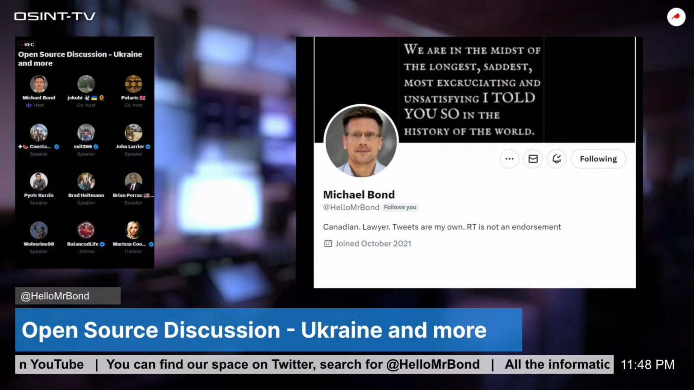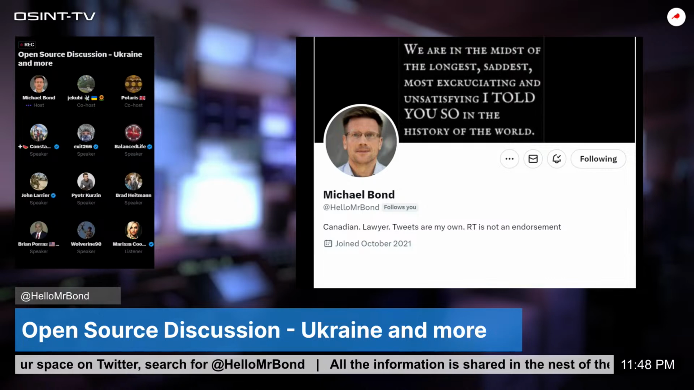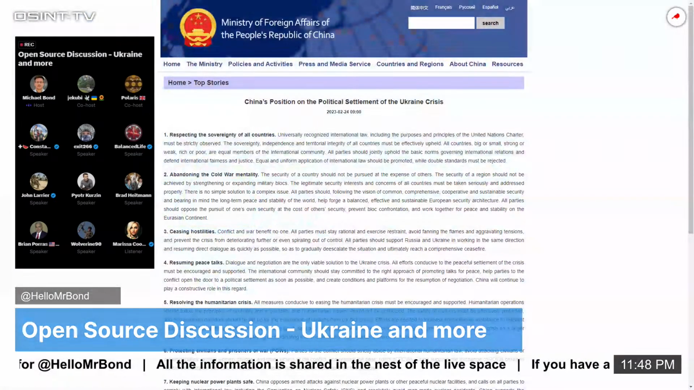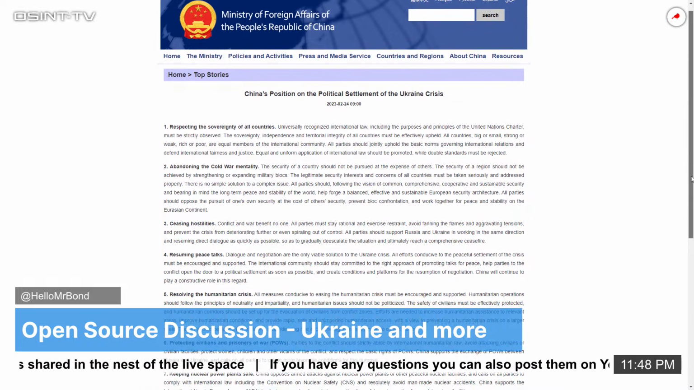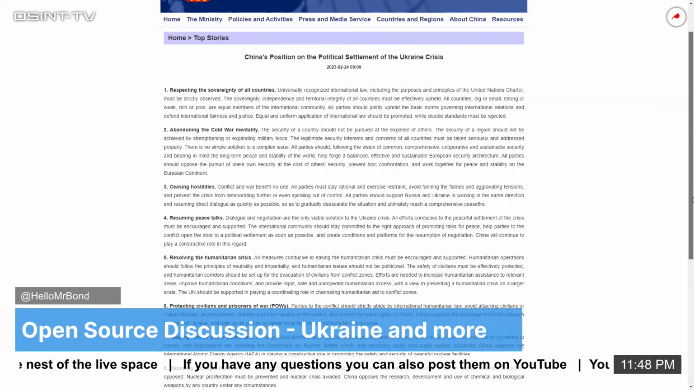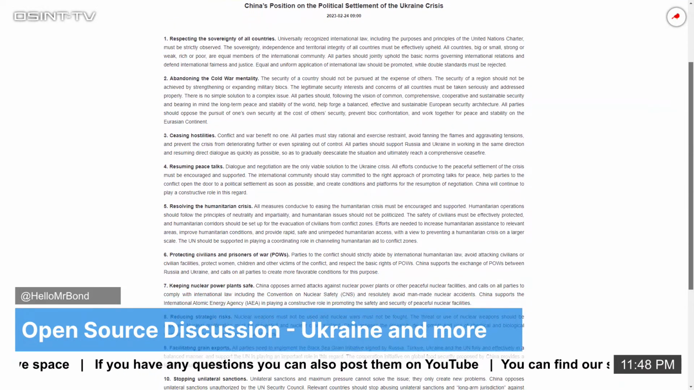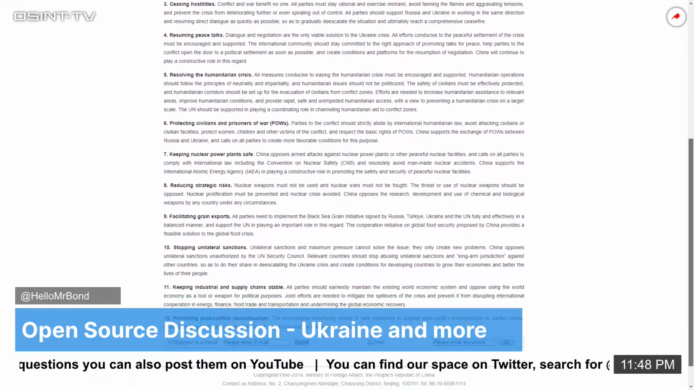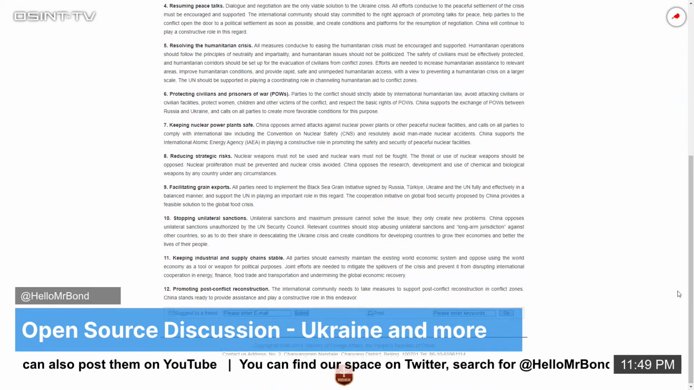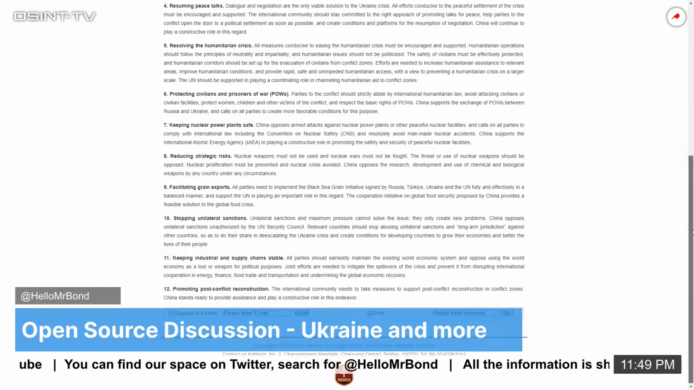Now, several things happened right around the same time that the Chinese released this peace proposal. That included a G20 summit at which a draft statement on the war in Ukraine was circulated to the members of the G20, and ultimately no statement could be agreed upon among the participants. It's reported that China and potentially India objected to the text of that statement.